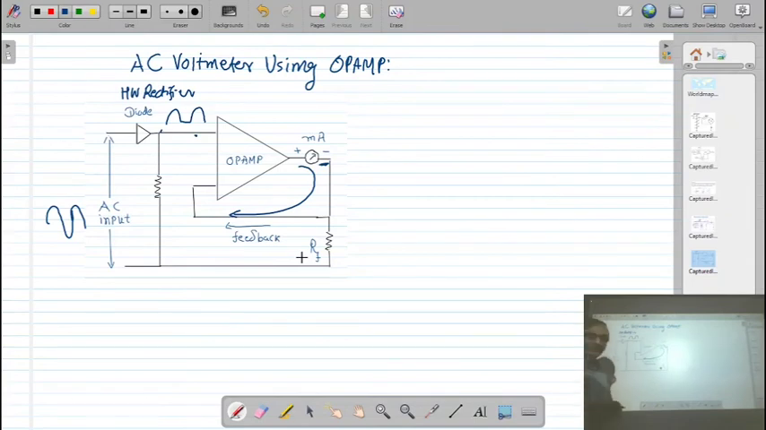But what is the disadvantage here? The disadvantage is that when we have a diode at the input, then there will always be a drop across the diode.